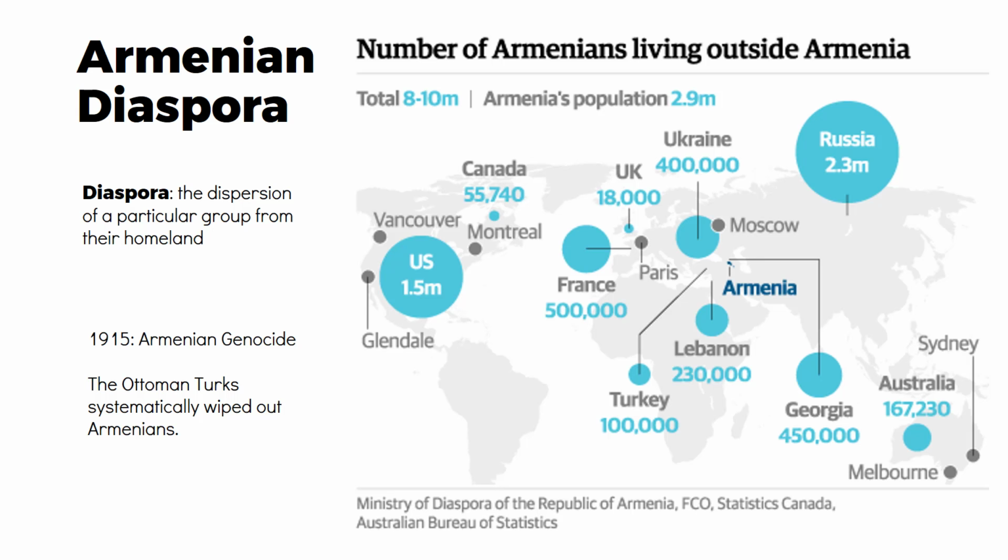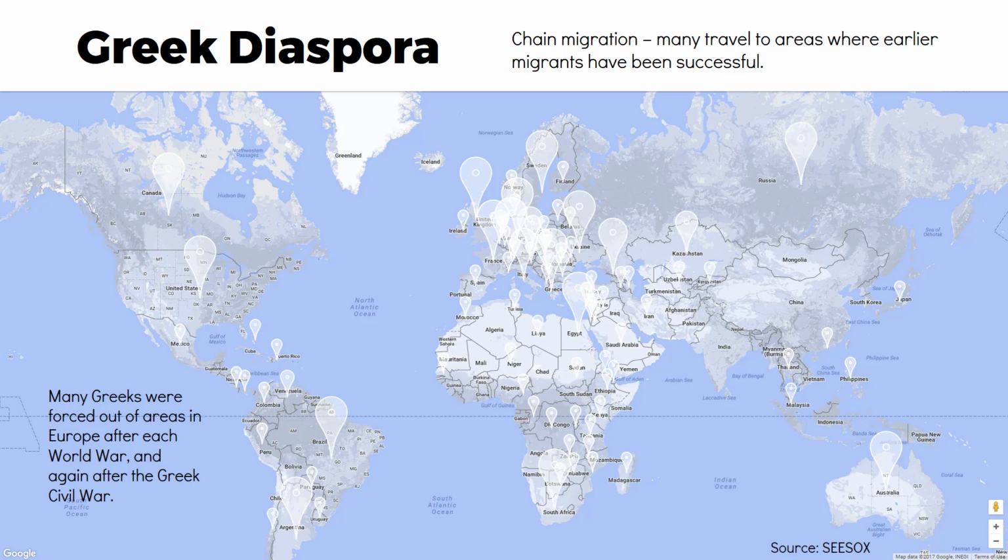There are some populations that have migrated in such numbers that we look at them as a diaspora, a dispersion of a particular group. This particular dispersion is largely a result of the Armenian Genocide of 1915, when Armenians were systematically wiped out by the Ottoman Turks. Many Greeks fled Europe after each of the world wars, and many more were forced out after the Greek Civil War in the 1960s. Greeks in particular are considered chain migrants because they often follow friends and family and form diaspora communities in their new country. Most major cities in the eastern U.S. have at least one Greek Orthodox church, which typically operates a Greek school to help preserve their culture.